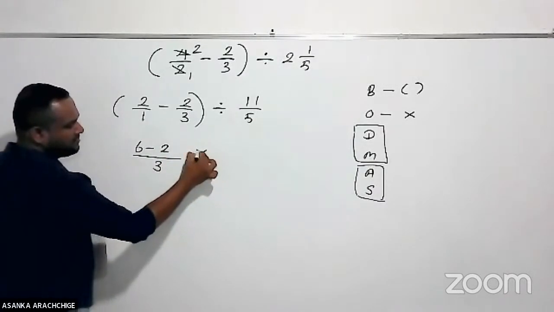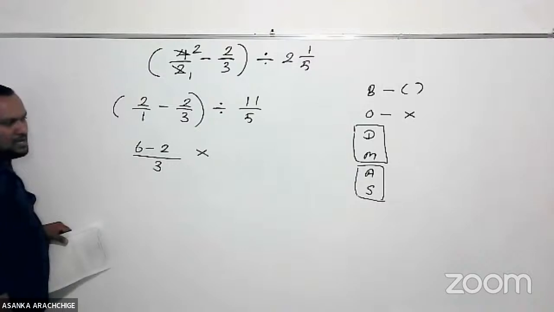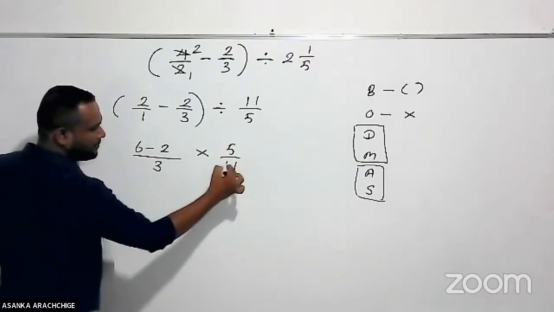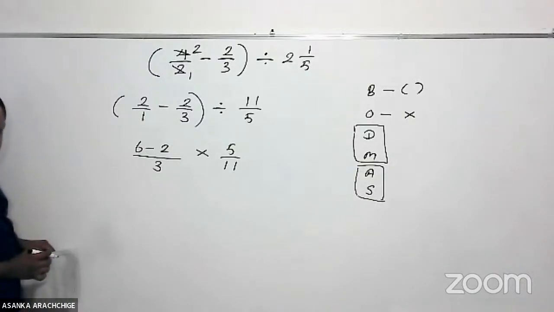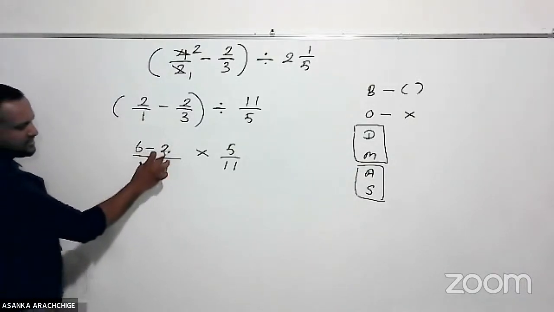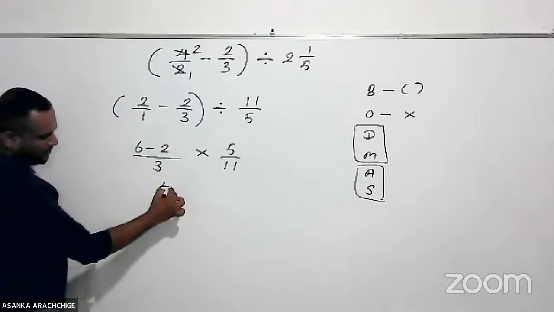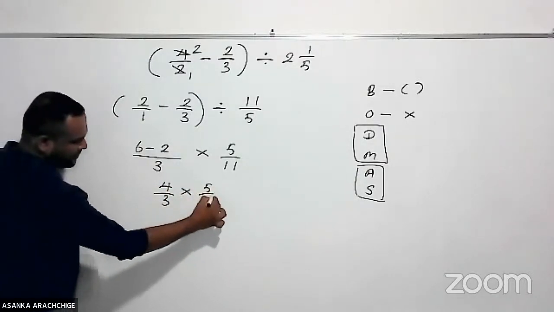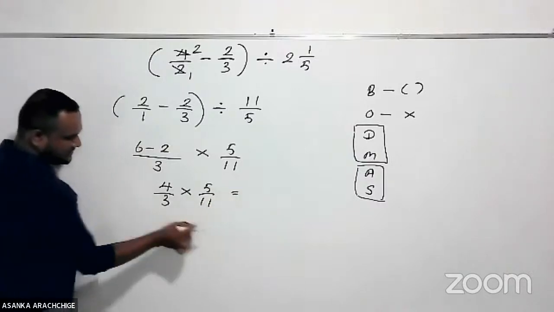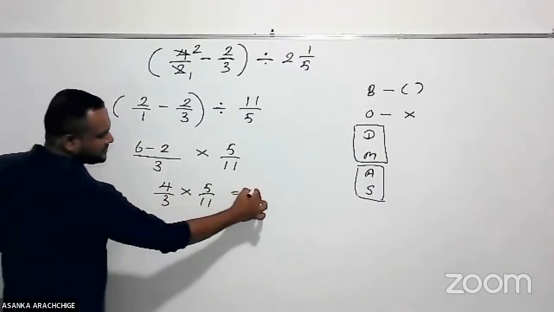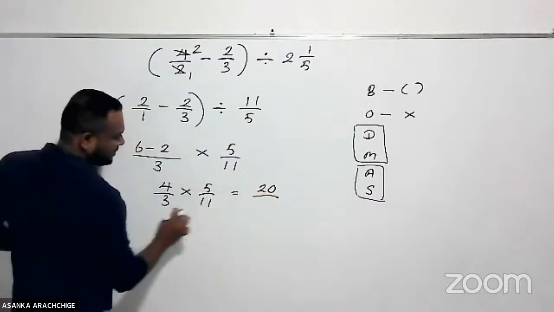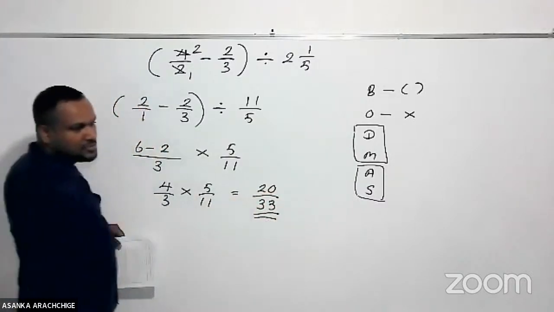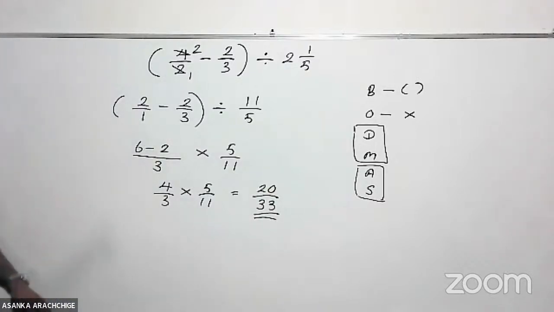Then you can convert division into multiplication and therefore take the reciprocal, 5 upon 11. Clear? 6 minus 2, that is 4 upon 3, multiplication 5 upon 11. The final answer: 4 times 5, 20; 3 times 11, 33. Is your answer correct? Yes.